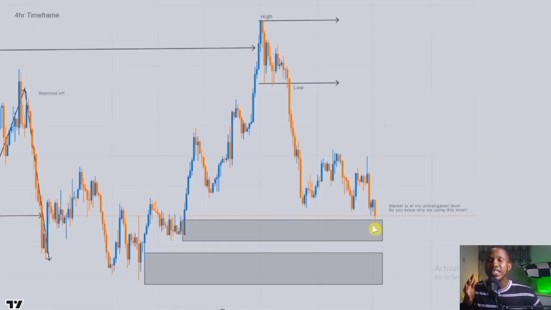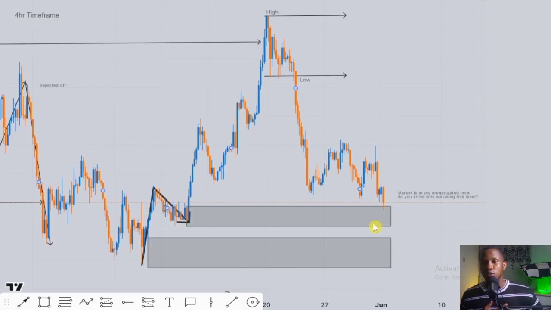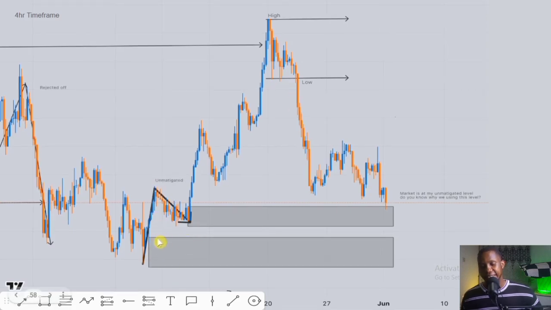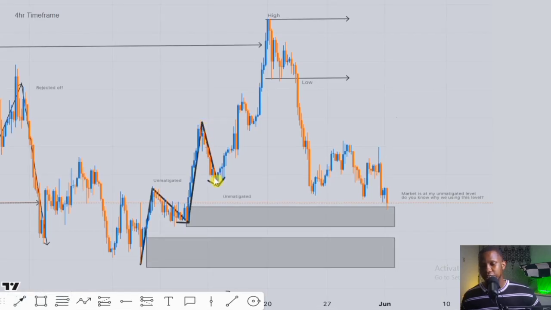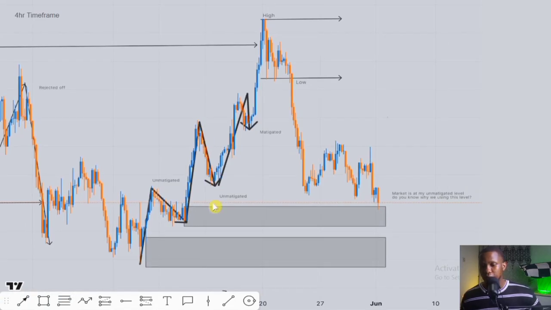I want to ask you guys now, do you know why we are using this level here now? It's because of our idea of mitigation. We can see a push here now. It came back here. So here is unmitigated. This push is unmitigated. Again, a push that rejected here. So here is unmitigated as well. So again, a push here, and what here is actually mitigated.